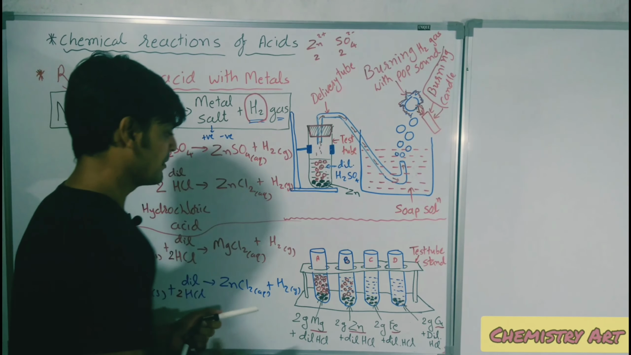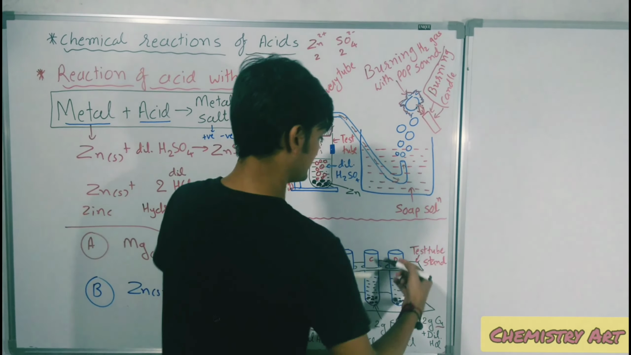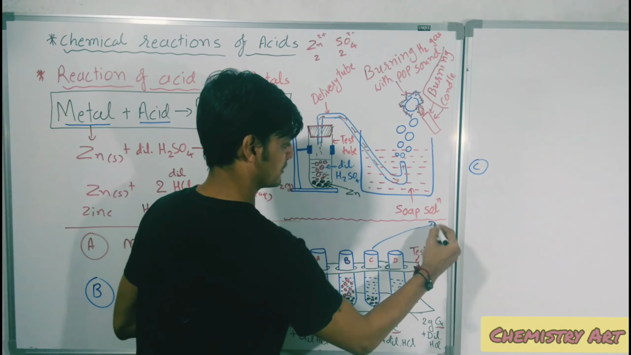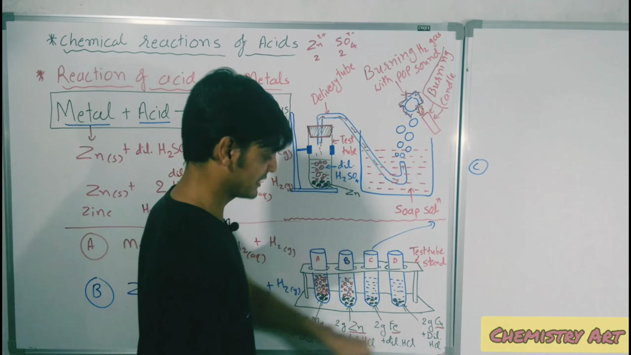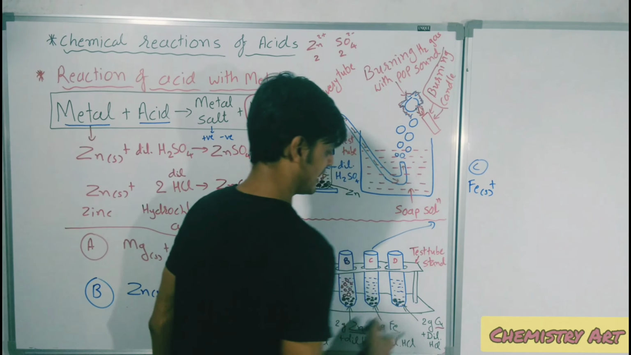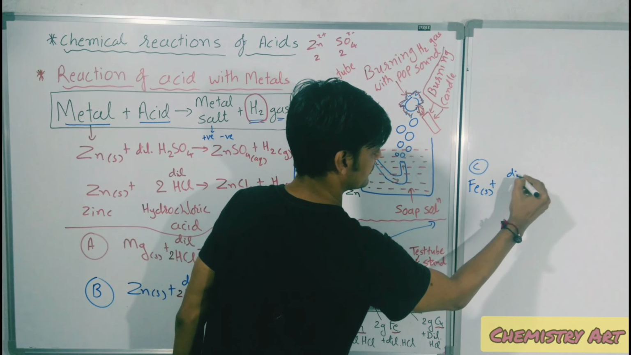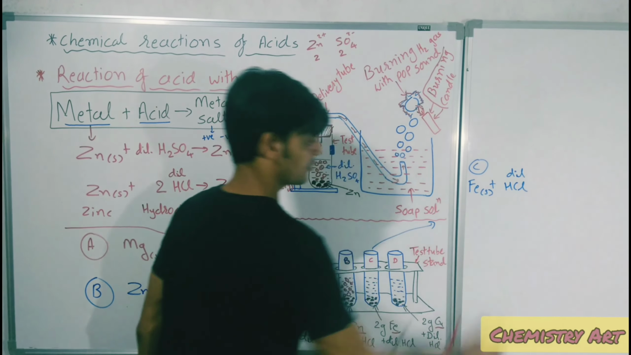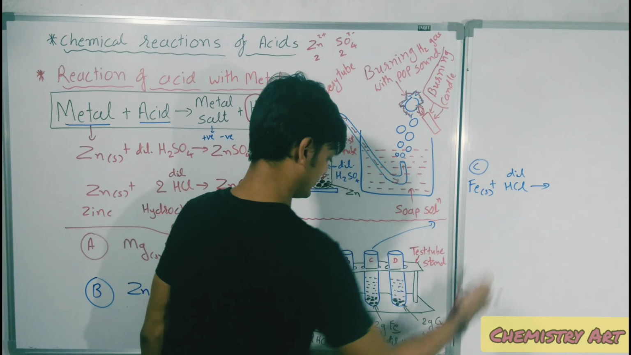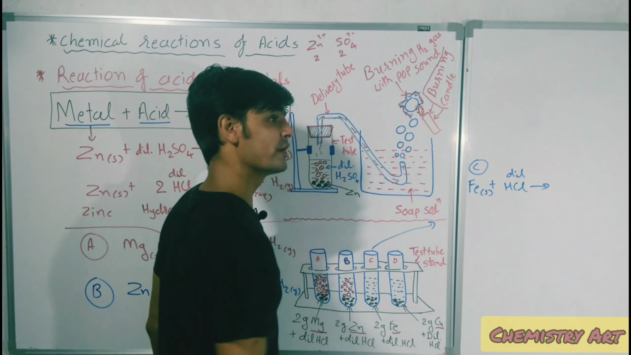Now what about the test tube C? I will explain here. For C I am writing here, I have taken Fe. Fe is the metal, iron metal, and it is reacting with what? Diluted HCl, hydrochloric acid. What will it form? I am writing here because no space is there, Fe and chlorine.